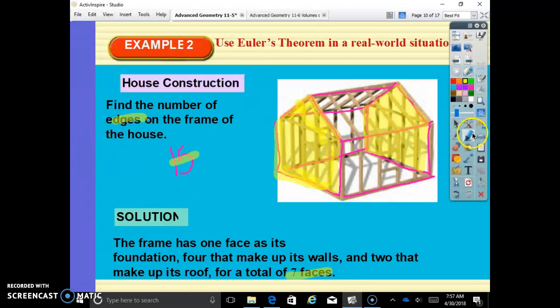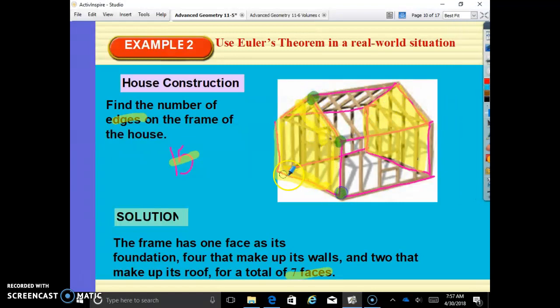How many vertices? 1, 2, 3, 4, 5. Have you guys seen the pattern yet? 6, 7, 8, 9, 10. If it's a prism, the number of vertices is going to be the number of sides of the base times 2. Right? If it's a pyramid, it's the number of sides of the base plus 1. For edges, for a prism, it's the number of sides of the base times 3. Right?